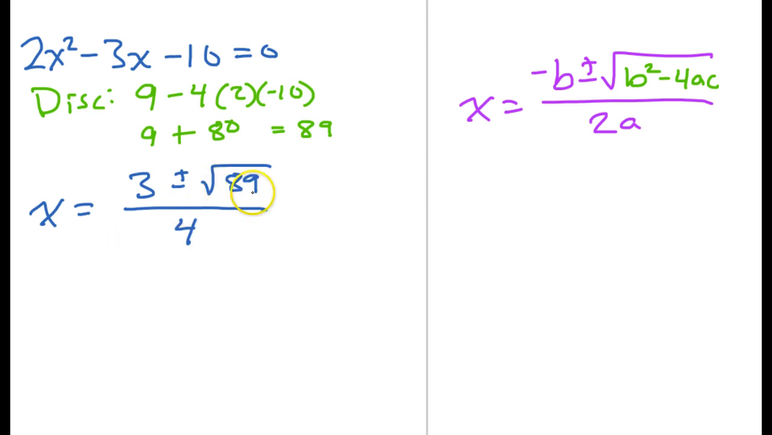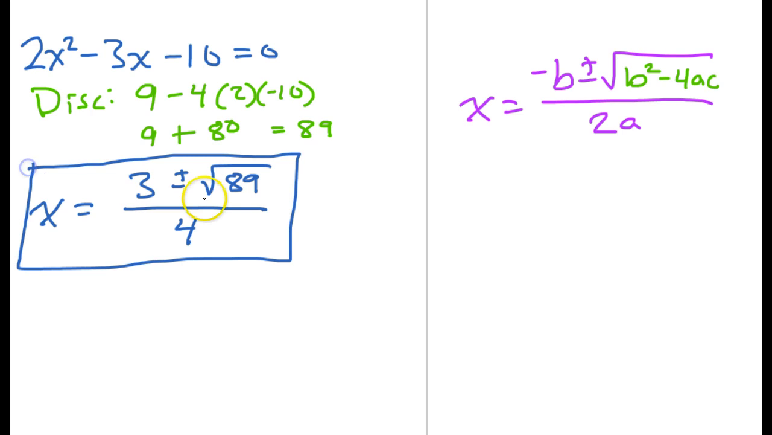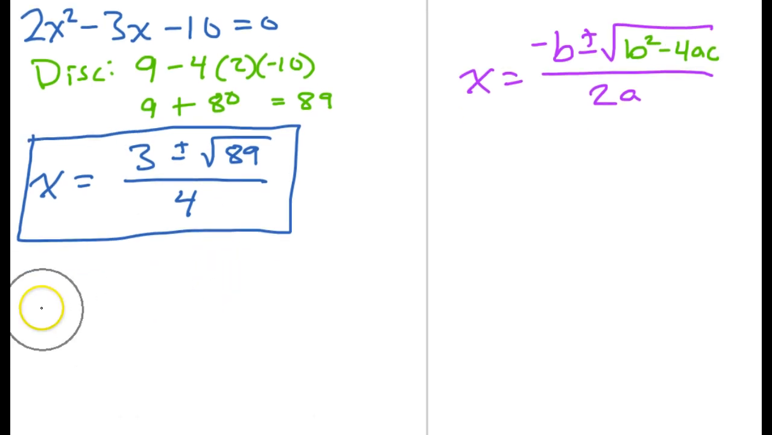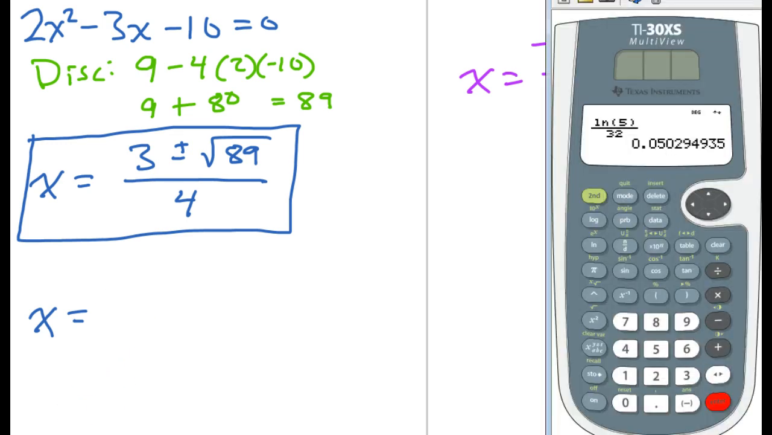Alright, 89 cannot be simplified any further. So there's nothing else we can do with this. It can't be simplified anymore. So this is the answer, if we want an exact answer. I suppose if we were asked for a decimal approximation, I could go further using my calculator.